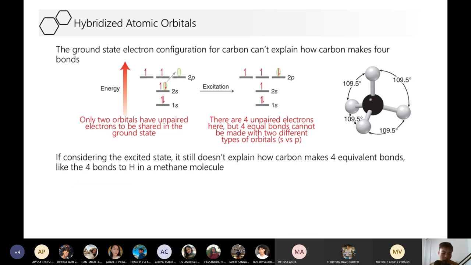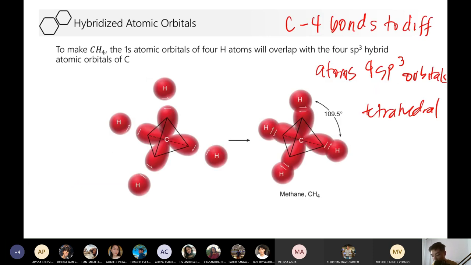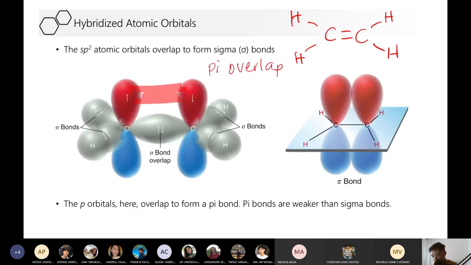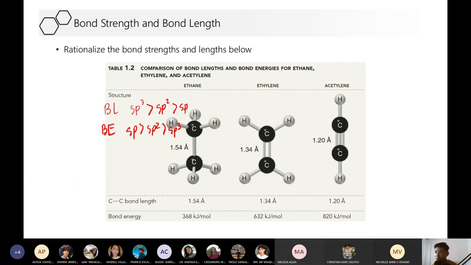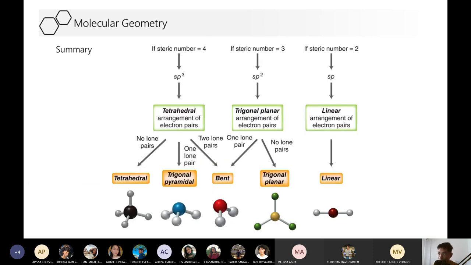So pwede siya magkaroon ng sp3 hybridized electrons, pwedeng sp2 hybridized electrons, at pwedeng sp hybridized electrons. So, depending on the hybridization of your atom, you can have different characteristics such as bond length and bond energy. And depending also on the hybridization of your atom, you can have different geometries. Okay na yun. The rest is just review of your gen chem.